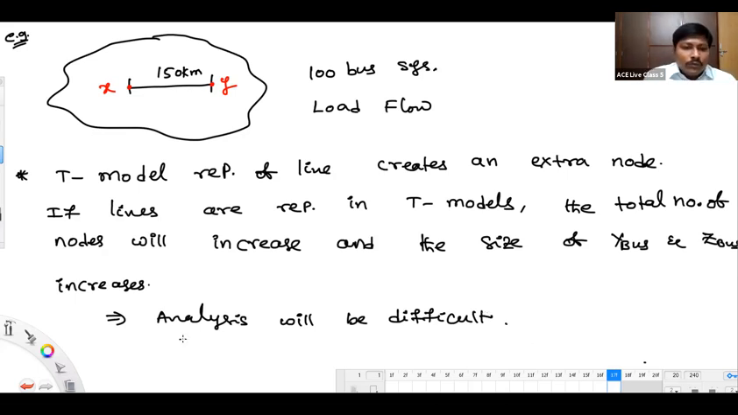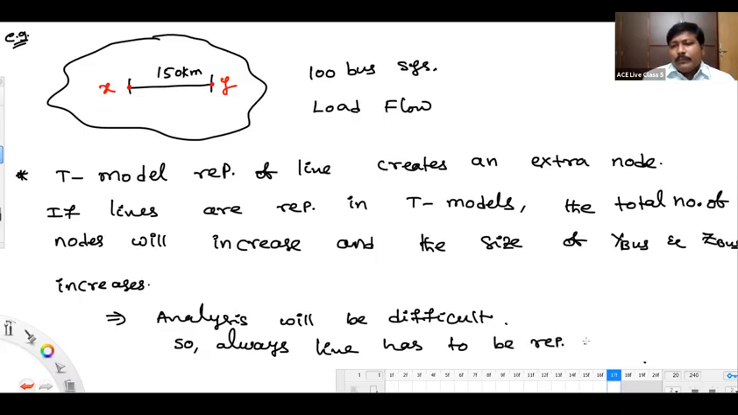So always a line has to be represented in the pi model. Okay. So next, let's take some small problems on this. Simple problem. Next slide.